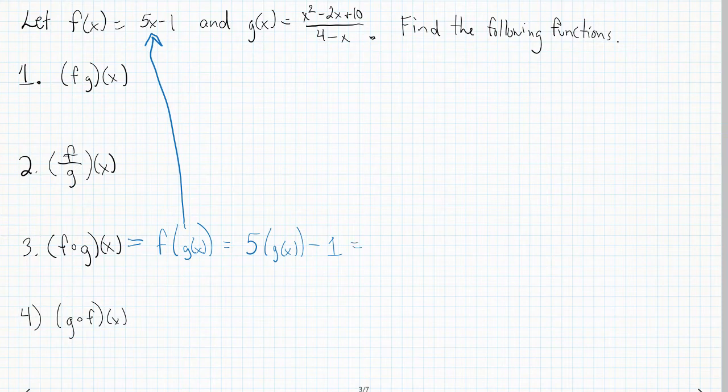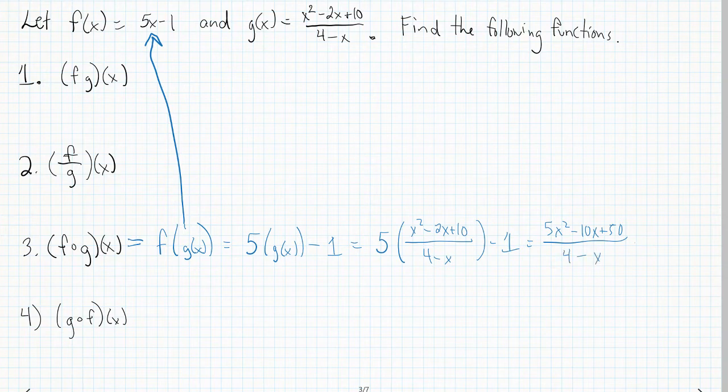Okay? And what does this become? Well, this is 5 times, what's g of x? Well, g of x is this x squared minus 2x plus 10 all over 4 minus x. And then we have minus 1. Okay? So our final answer, if we want to write it, we can write it as 5x squared. You got to multiply 5 times everything. 5x squared minus 10x plus 50 all over 4 minus x, and then minus 1 would do the trick.